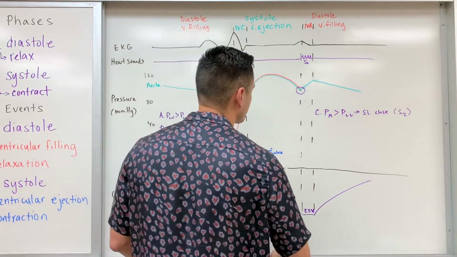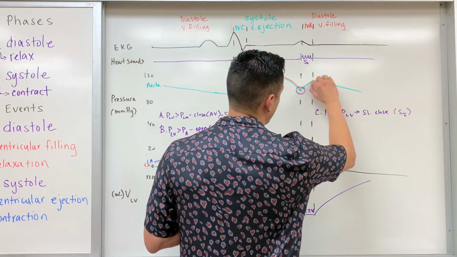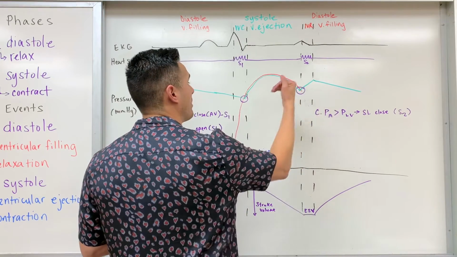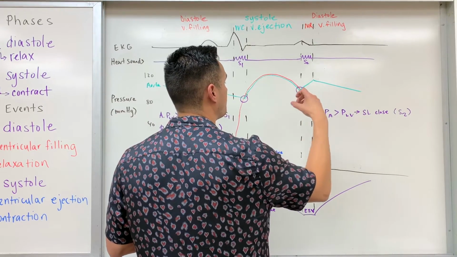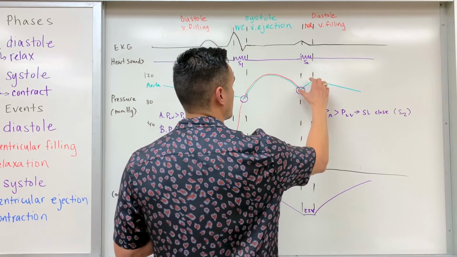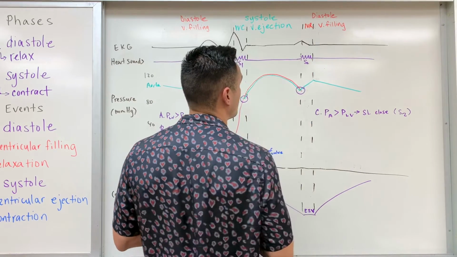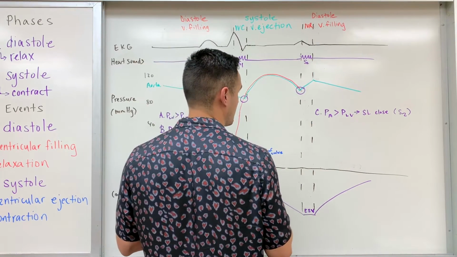Okay, and so you can see this sharp rise here. What this is showing is the dicrotic notch. So as there's a backflow of blood from the aorta, it causes that closing of the semilunar valve, so then you get that sharp little spike here during isovolumetric relaxation.